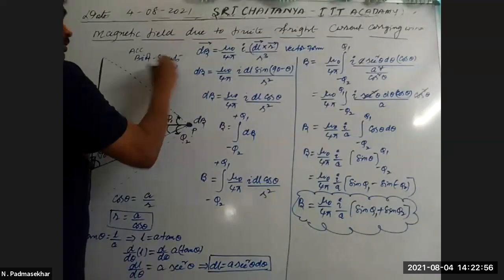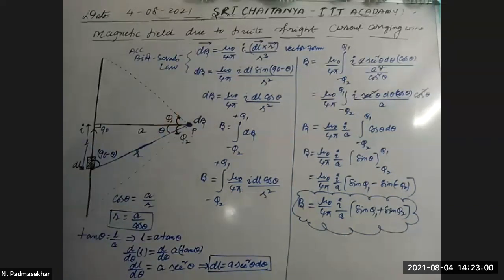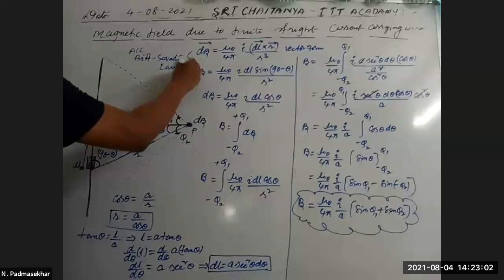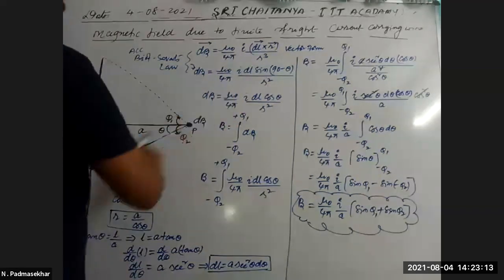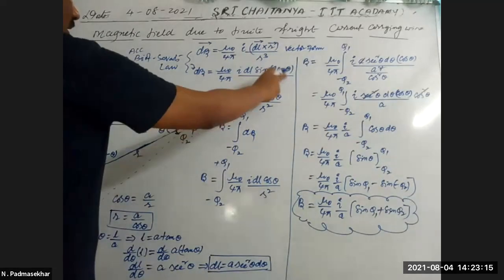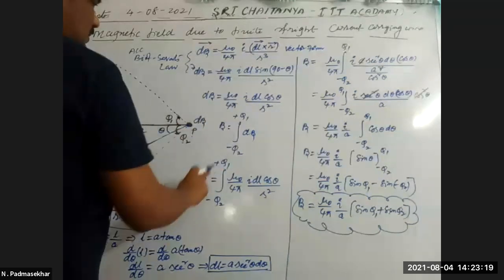According to Biot-Savart's law, the vector form is that one, and the scalar form is this one. That is, dB is equal to mu naught by 4 pi, I dl sine of this angle, 90 minus theta, by r square. Sine of 90 minus theta is cos theta. So dB is equal to mu naught by 4 pi, I dl cos theta by r square.